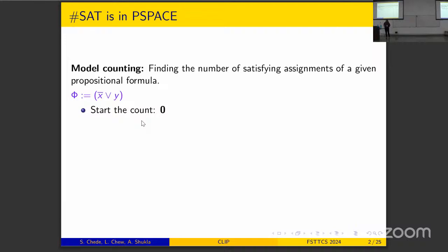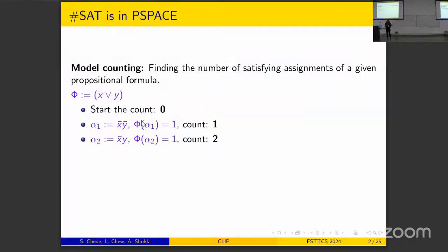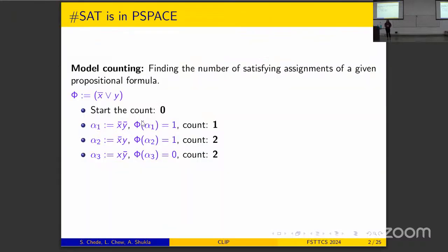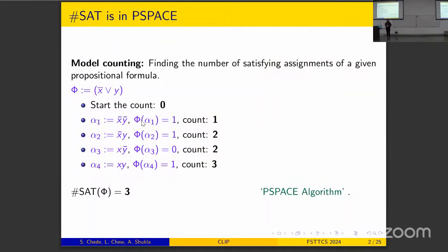There exists a very simple solution for this. Start a counter variable at 0, go through all the assignments. If it is a model, update the counter. If not, don't update the counter, right? So this is a #P-space problem.